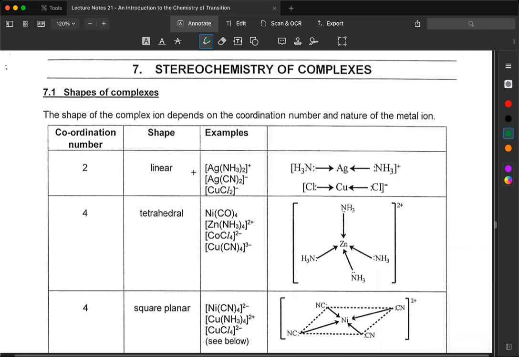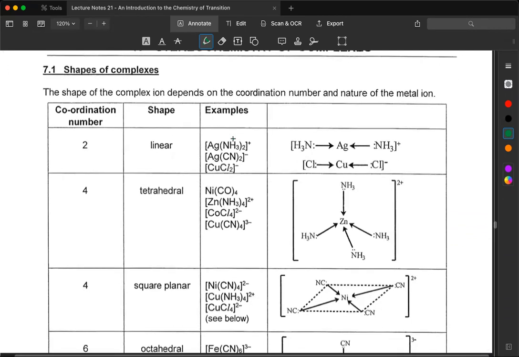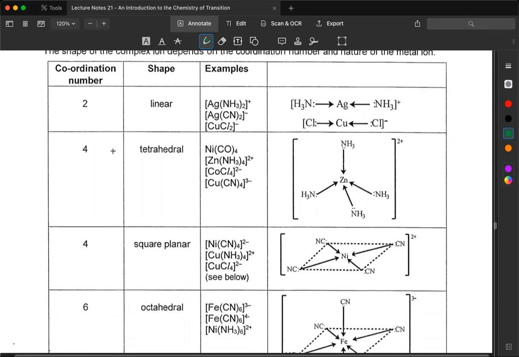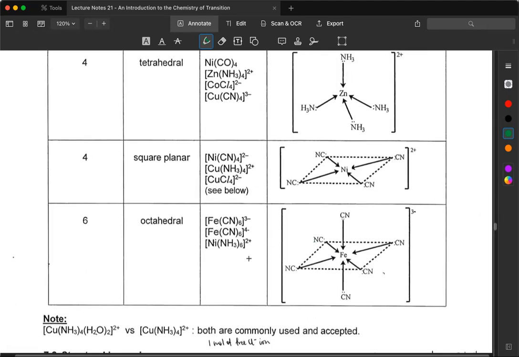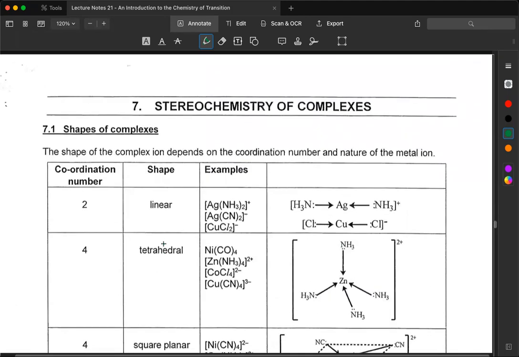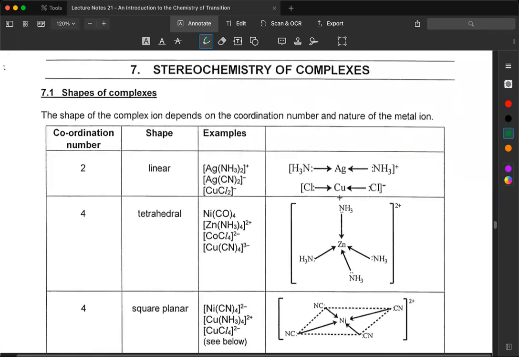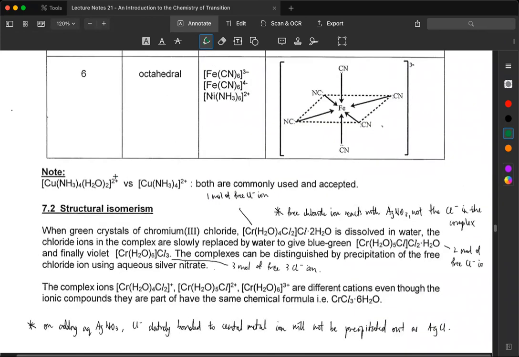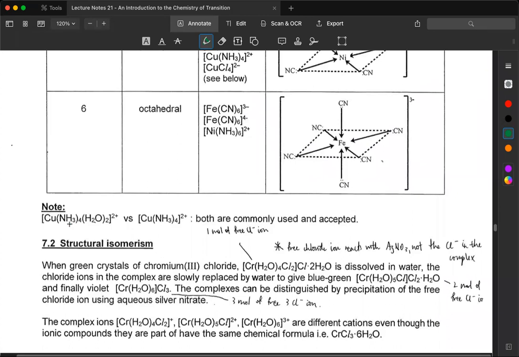The shape of the complex ion depends on the coordination number and nature of the metal ion. So if the number is 2, linear; these are monodentate ligands. 4, tetrahedral. These are the examples: square planar, octahedral. So these are the various shapes of the complex, which depend on the coordination number and the nature of the metal ion. You can either represent the aqua complex of copper in this way or this.